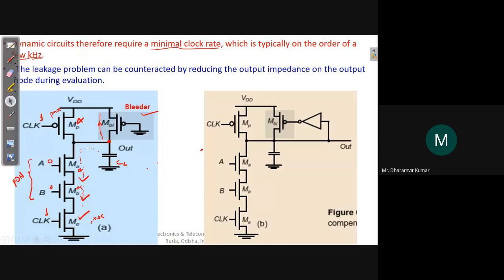Now, the issue here is that this can be a solution, but this PMOS is always on. And when this PMOS is always on, it will dissipate power all the time. And that can be another issue. So what can be done to solve this issue? We want this PMOS to be on only under certain conditions. So look at this one, the same circuit.